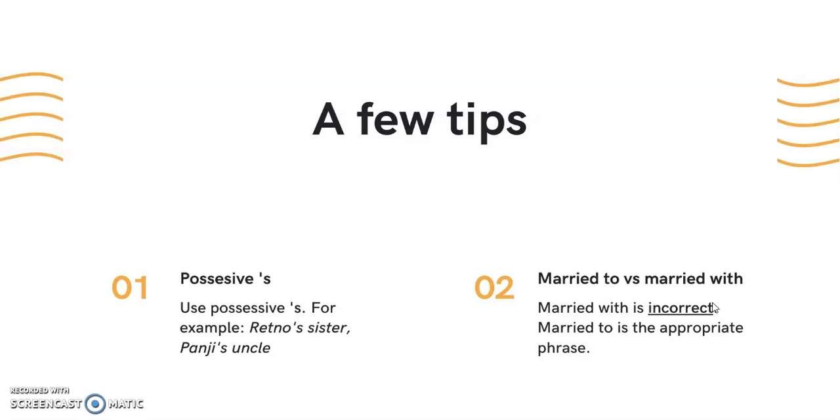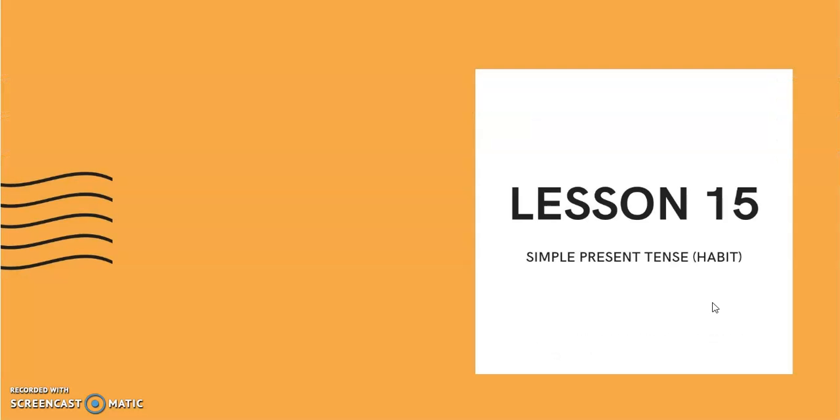Okay, and then the second, married to versus married with. Married with is incorrect. So do not use married with, but instead use married to. This is the most appropriate phrase.